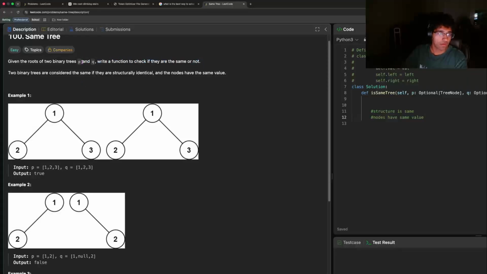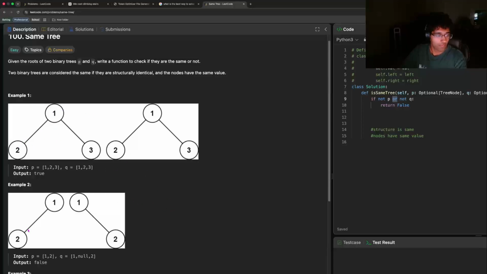Before you can even start, for something to be similar, both of them can't return null. So if not P or not Q, return false. Right off the bat, these two lines of code mean: if not P, meaning P is not valid, returning null or it doesn't exist, or the same thing with Q, it'll return false. But this is for or. Or means one exists, one doesn't.